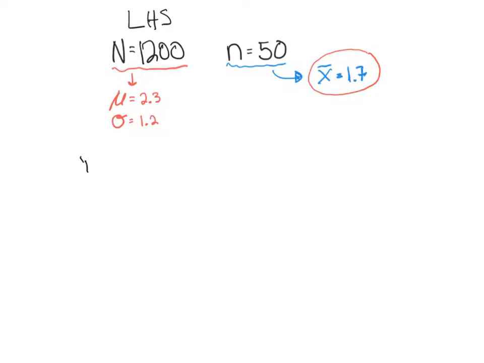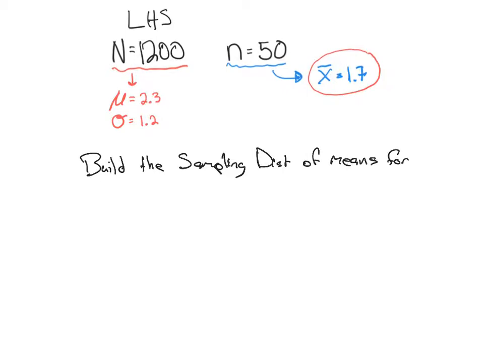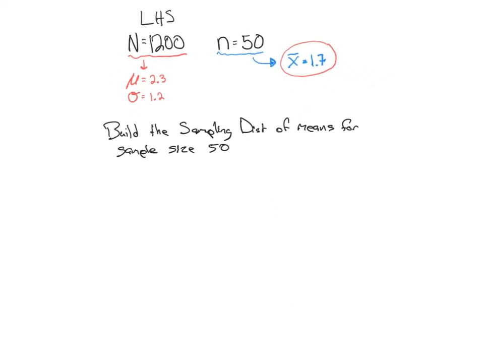So let's build the sampling distribution of means for samples of size 50. All right, what are a few things that I need to know? I need to know, what is the shape? Well, what do we believe the shape will be? I think it's going to be approximately normal.